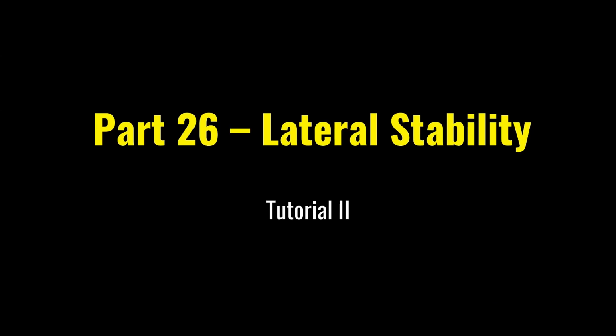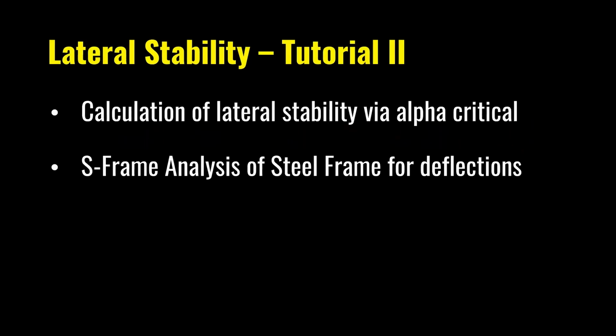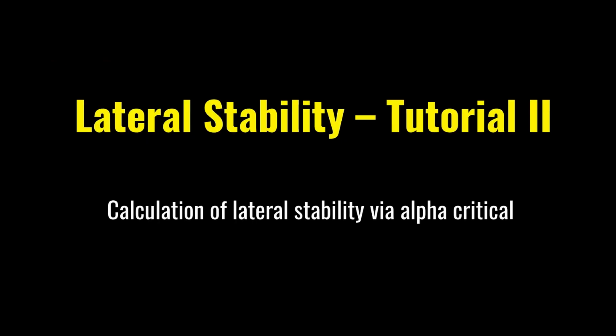This is the second tutorial on lateral stability of steel structures. In this tutorial, I will solve a problem related to lateral stability and I will work out alpha critical to see if second order analysis is required or not. I will be using S-frame as well to work out deflections for this frame. Let us first of all work out alpha critical to see if second order analysis is required or not.